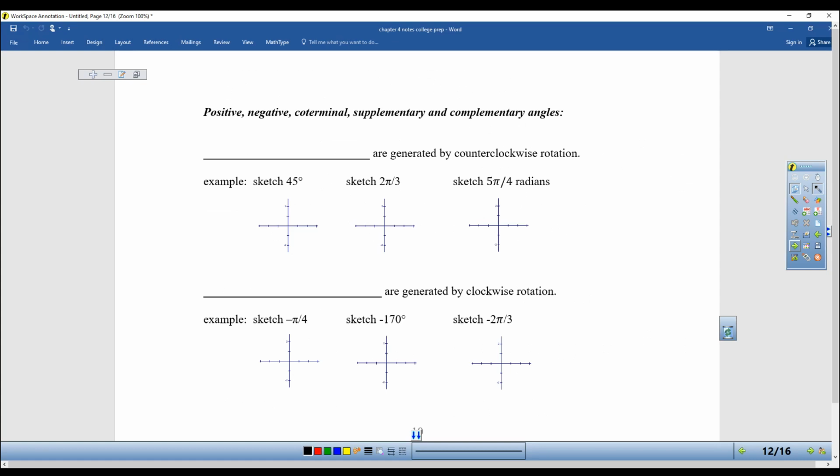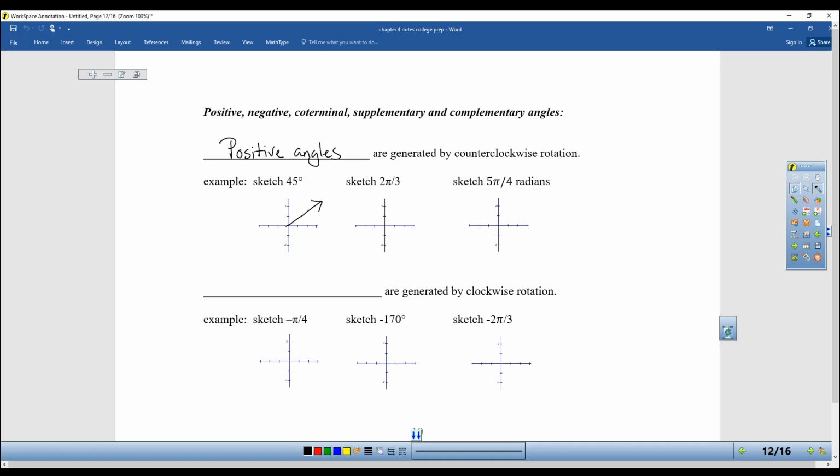So now I want to talk about positive, negative, coterminal, supplementary, and complementary angles. Positive angles are generated by counterclockwise. So that means you're always going to start at 0 and you're going to go this way. And 45 is right in the middle. That's what 45 degrees would look like. You don't have to draw the rest of it. I was just doing that so you would see where I started.